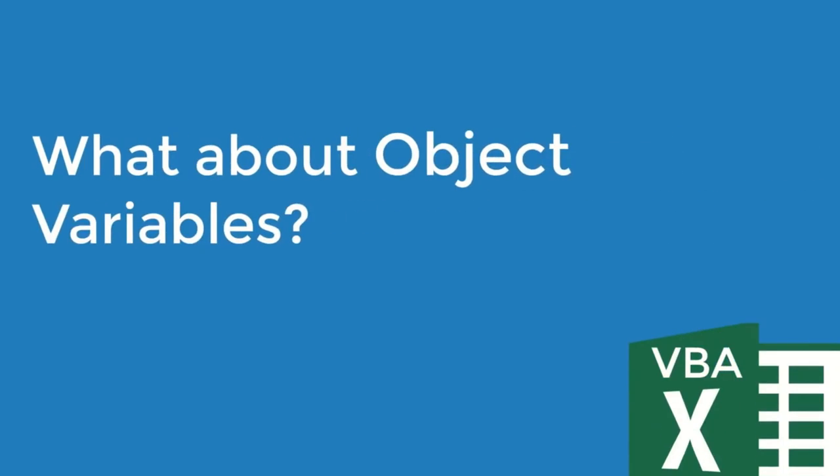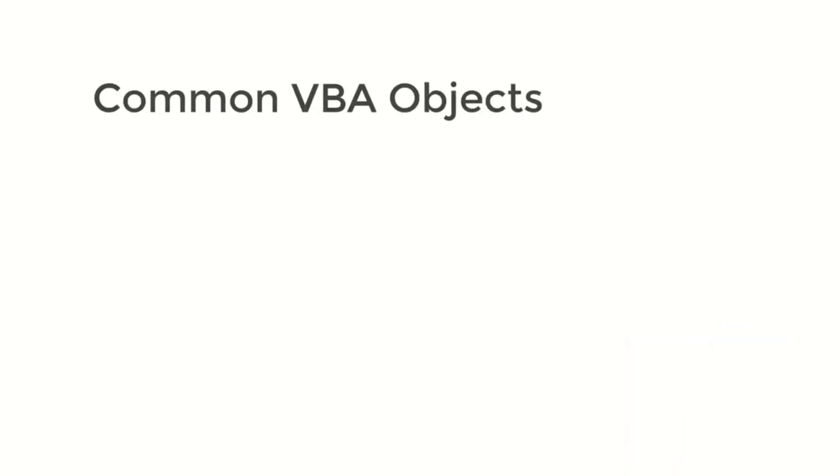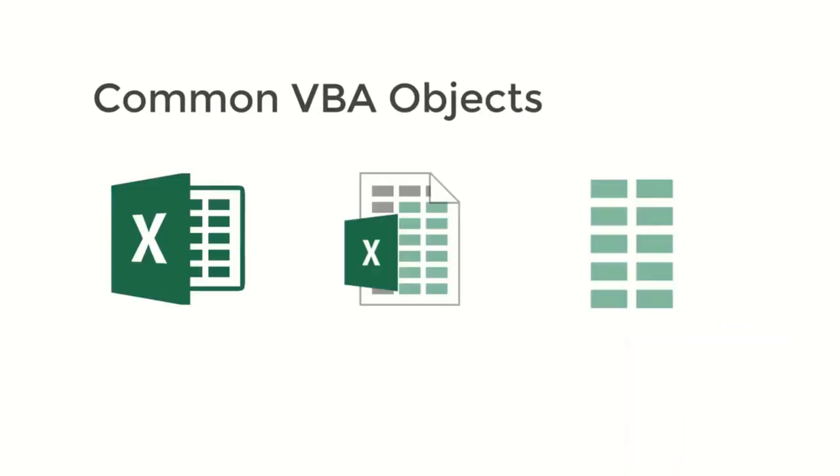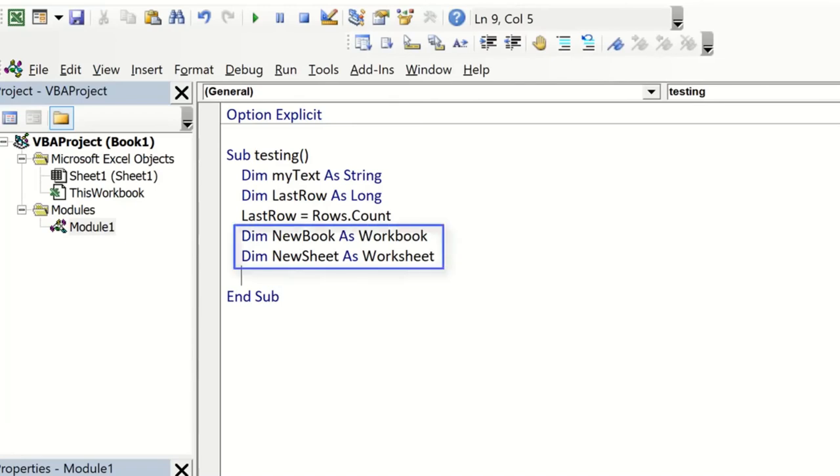Variables don't just hold data and string types, they can also hold objects. Common objects are, for example, the workbook object, worksheet, or the range object. The way you declare them is like this. To assign variables to objects, you need the set statement. Right? So new sheet equals active sheet would give you a problem. You have to say set new sheet equals active sheet.